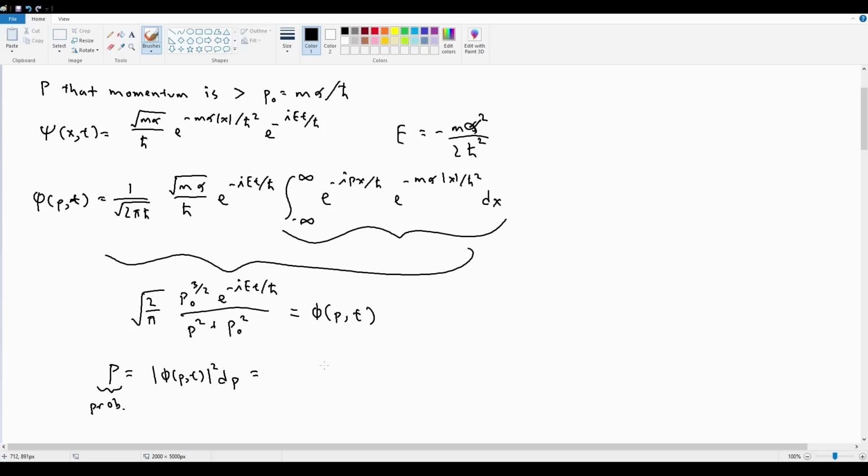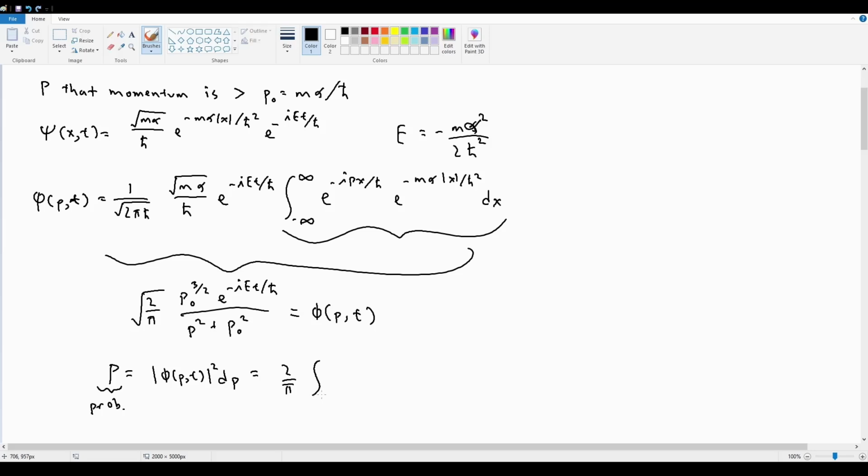So if we integrate over our given range, we're going to take everything squared, or magnitude squared, so 2 over pi instead of root 2 pi. And then we can pull out a p naught squared. Well, let's just keep it as is. This term is going to cancel out because it's a complex number multiplied by its complex conjugate, which is going to give us 1.